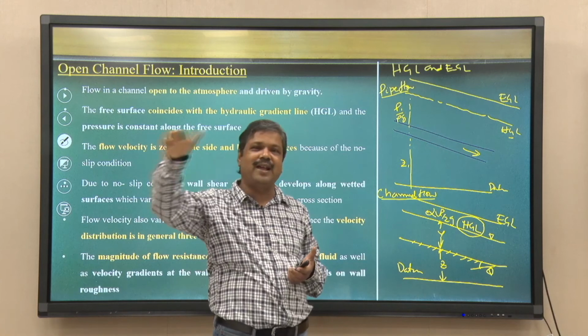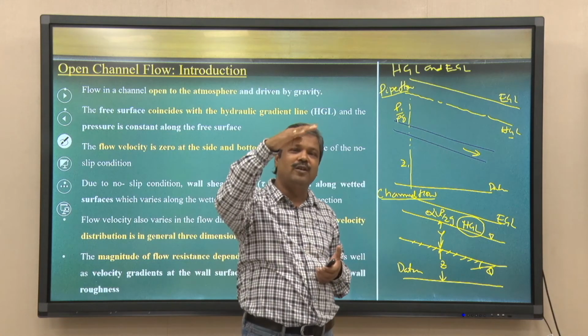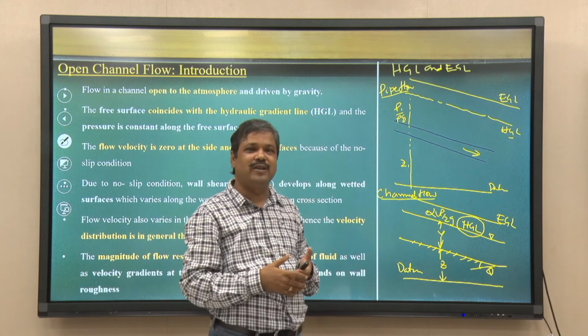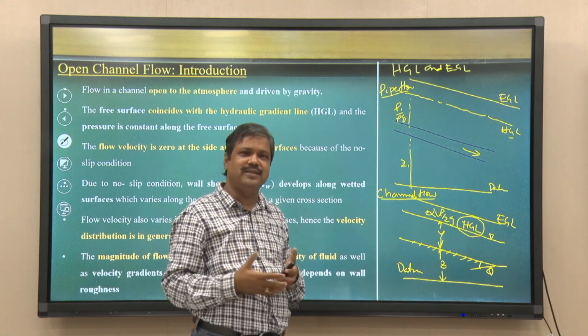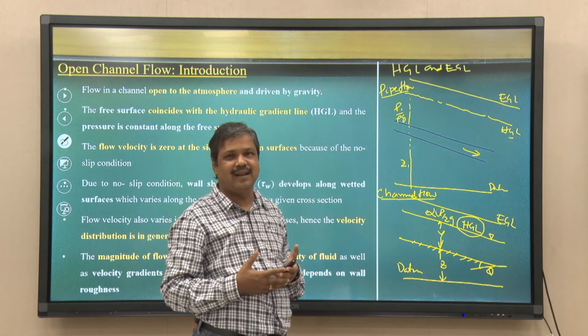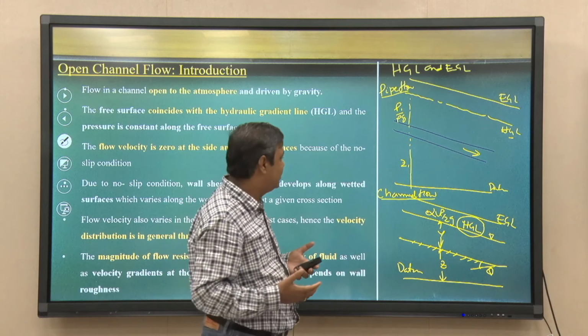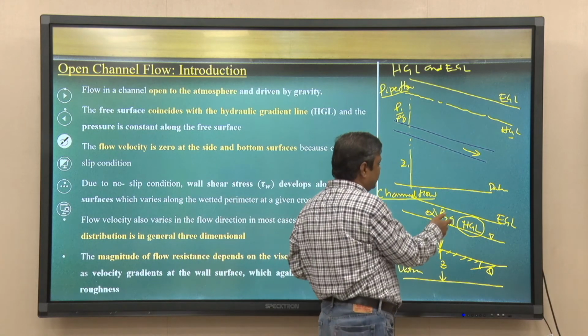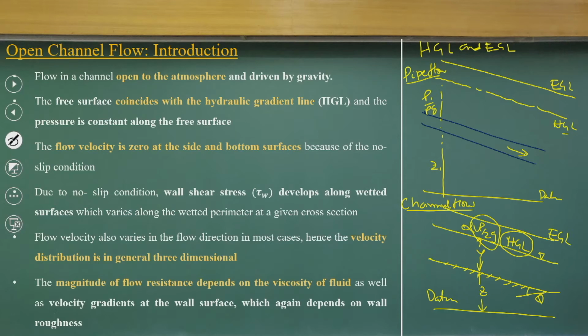So, that means whatever line we are getting, the free surface of the flow, is what represents the hydraulic gradient line. If I know the velocities, I can estimate the energy gradient line. As I said, the free surface coincides with the hydraulic gradient line, and the pressure is constant along the free surface, as I discussed.